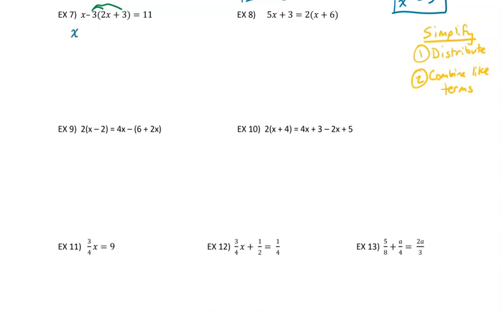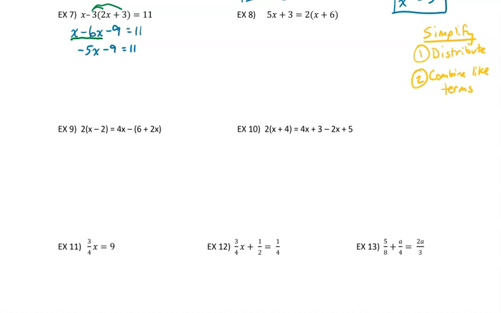So x comes down. Negative 3 times 2x is going to be negative 6x. Negative 3 times 3 is going to be negative 9. And then that equals 11. Next, we have some like terms because both of these have x in them. So if we do x minus 6x, we get negative 5x minus 9 equals 11.